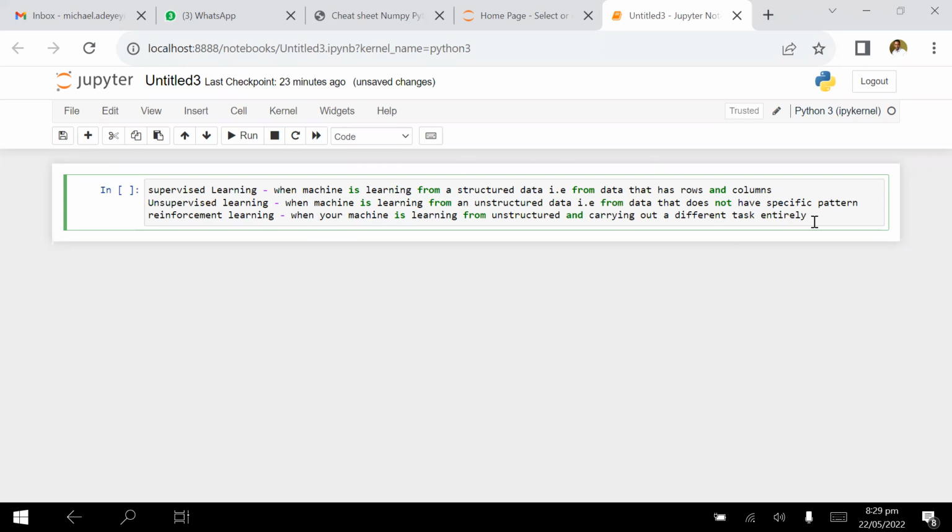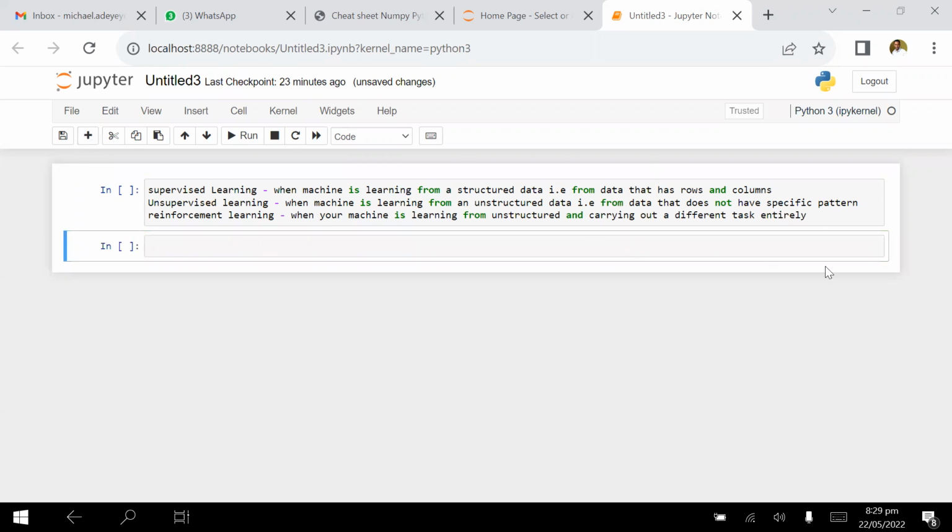So I'll give us examples. An example of supervised learning is when you have bank data, right? A bank wants to predict, okay, I want to give out loans to my customers, but I don't want to give out loans to just any customers.